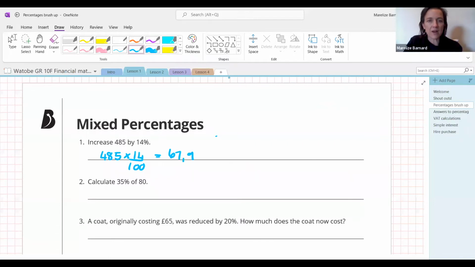But that's not my final answer. That's only 14% of 485. To increase 485 by 14%, I need to add the 67,9 to it. The answer must be bigger because we are increasing. So those who got 67,9, let's add 485 to that.